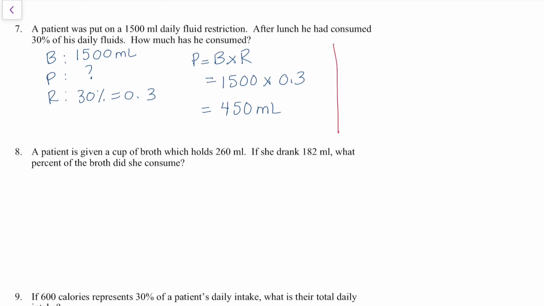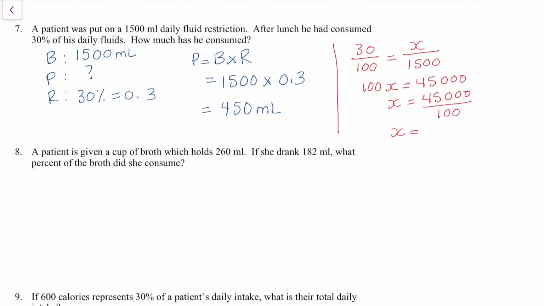If you like the proportions method, then you would say 30 out of 100 is how much out of 1,500 milliliters? And then I'm going to divide by 100 to get x by itself, and I get 450 milliliters.